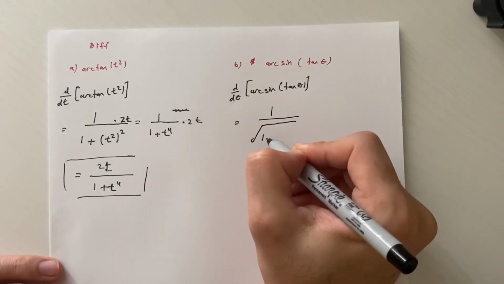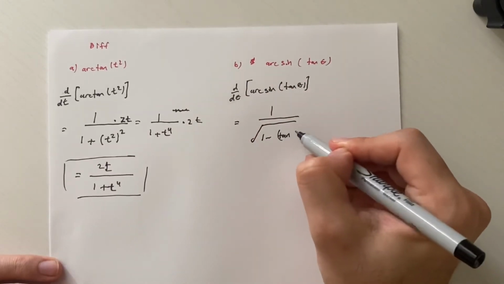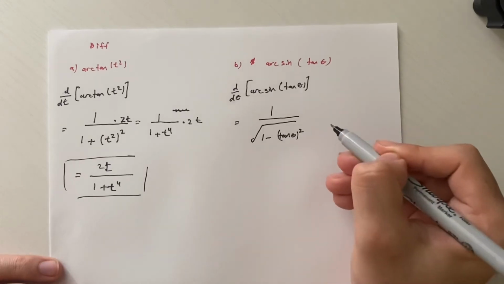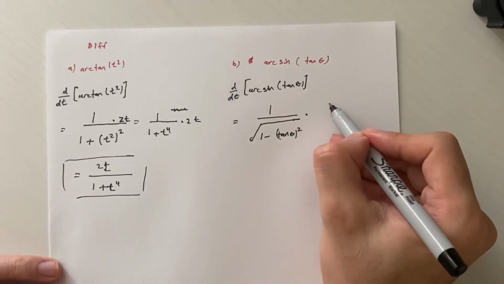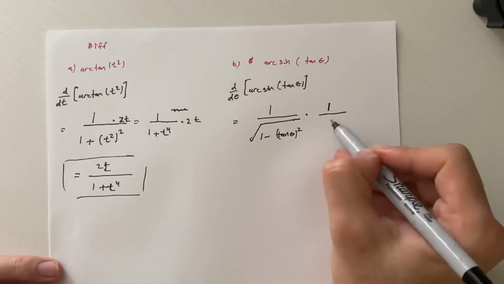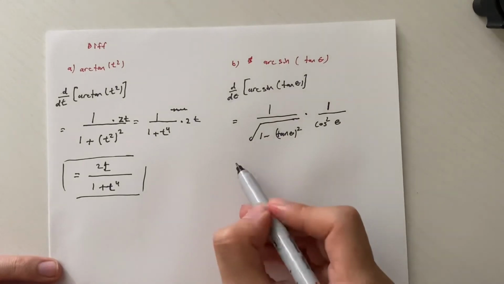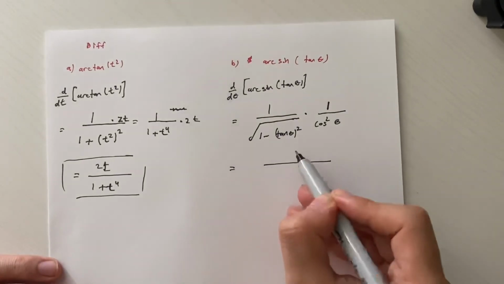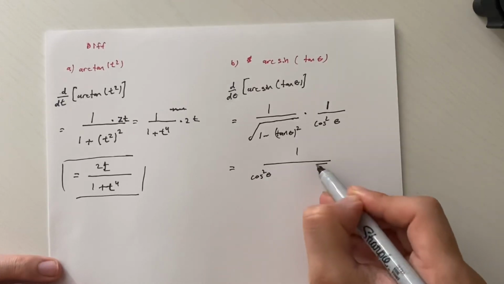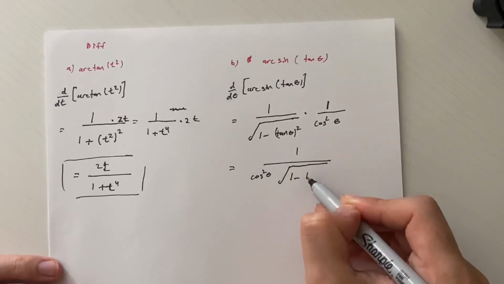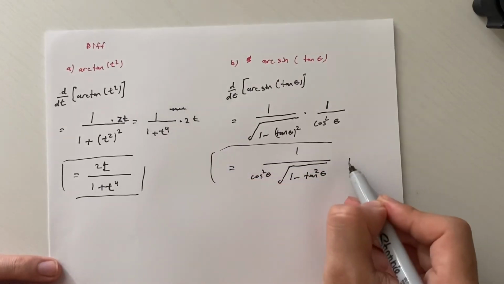So the outside function is arcsine, whose derivative is 1 over the square root of 1 minus x squared, where x is what's inside the parentheses. This is going to be tan theta all squared, and then multiply by the derivative of the inside, which is 1 over cosine squared of theta. Now I'm just arranging these terms, and that should be our answer.